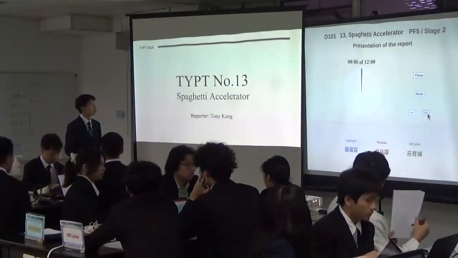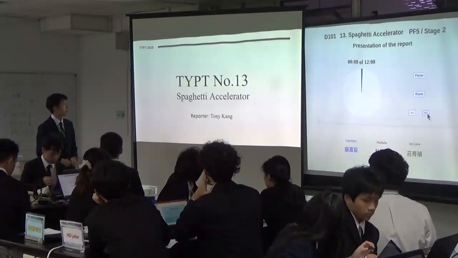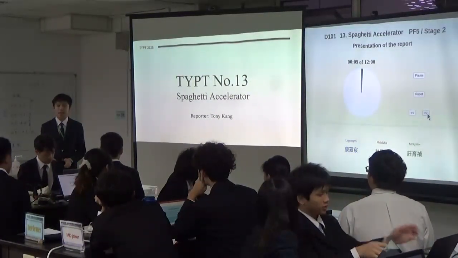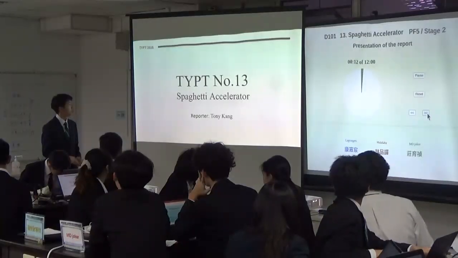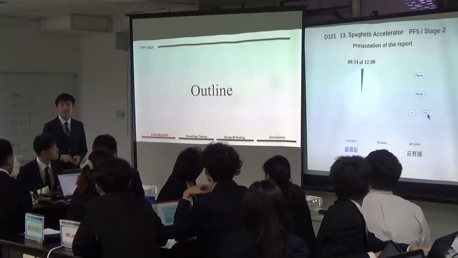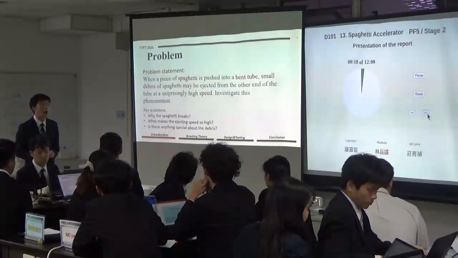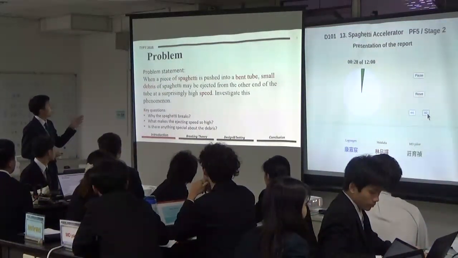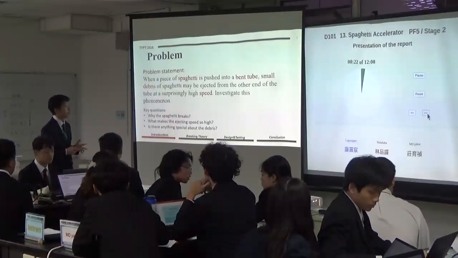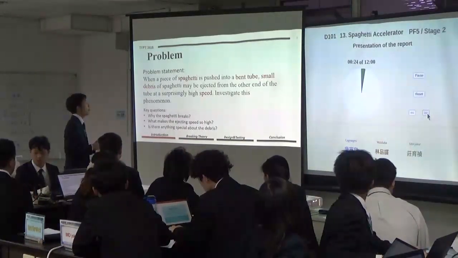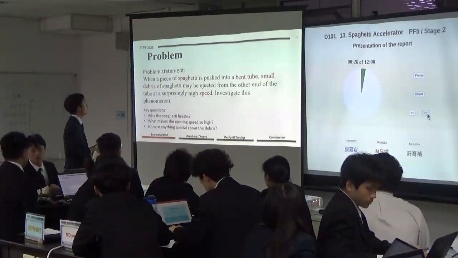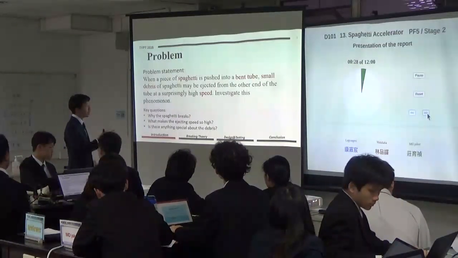From Team Black Rangers, and today I'm going to report on TYP problem number 13, which is spaghetti accelerate. And this is our outline. So first of all, we'll start with the problem statement. When a piece of spaghetti is pushed into a dense tube, small debris of spaghetti may be ejected from the other end of the tube at a surprisingly high speed.